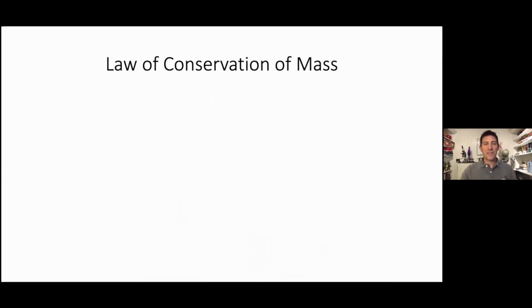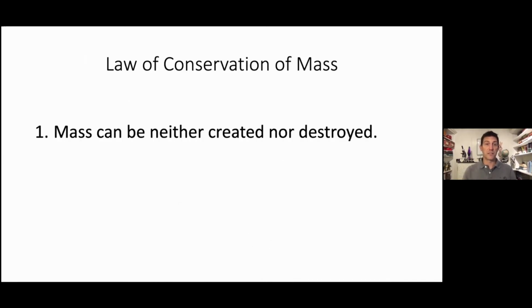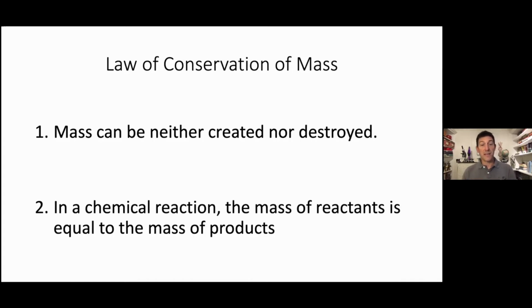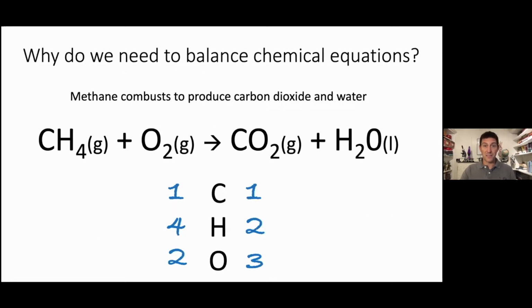The reason for this, and the main reason we need to be able to balance chemical equations, is because of the law of conservation of mass. And it says that mass or matter can neither be created nor destroyed. And what does that mean? In a chemical reaction, the mass of the reactants has to equal the mass of the products, or it's not a true chemical reaction, because the law of conservation of mass says that that mass has to be conserved throughout the reaction. And really, that's the basis for what we're going to learn about.